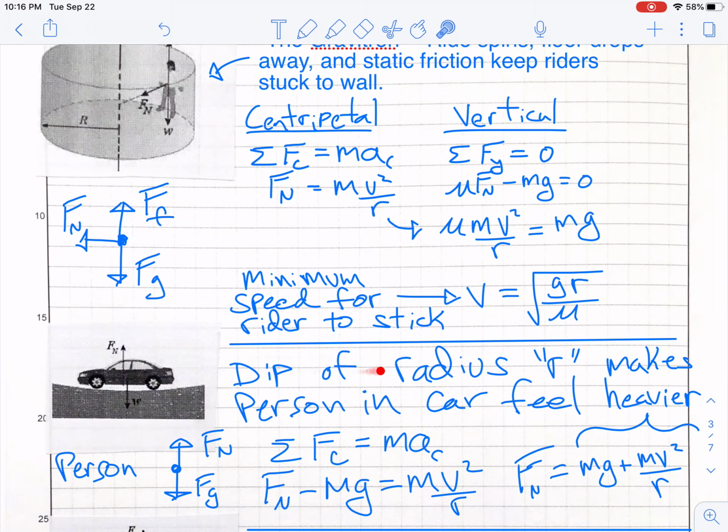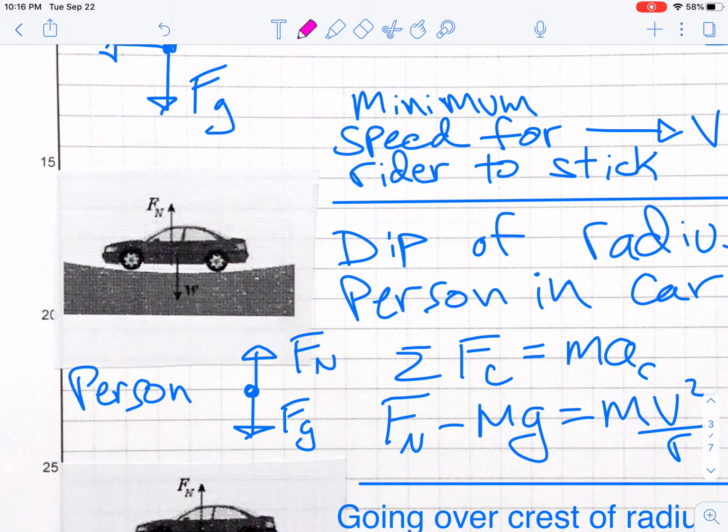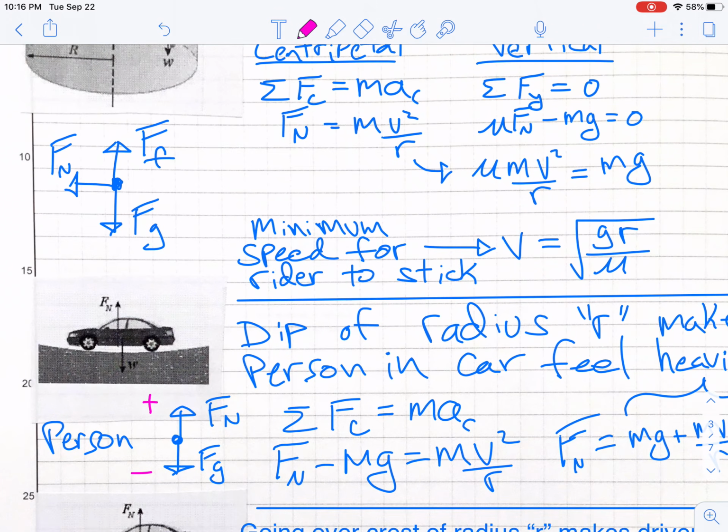So here we've got a dip of radius r. That means the center of our circle is above the car. And the person in the car is going to feel heavier. We've only got two forces, normal force up, gravity down. The sum of the forces in the centripetal direction is ma c, and the centripetal direction is upwards here, okay? Make a note of that. This direction's plus, that direction's minus. So we have Fn minus mg equals mv squared over r.